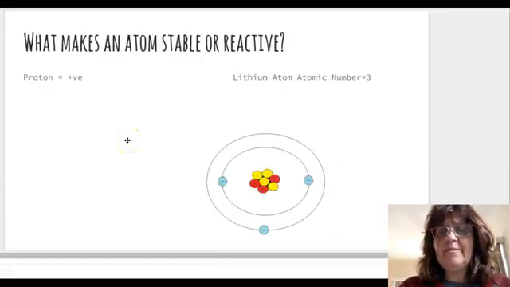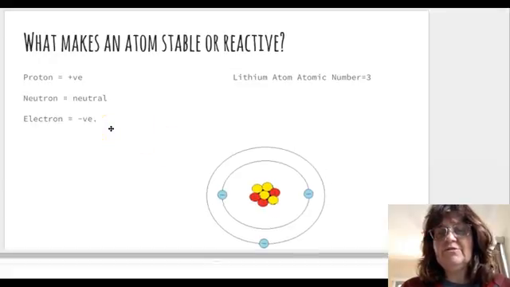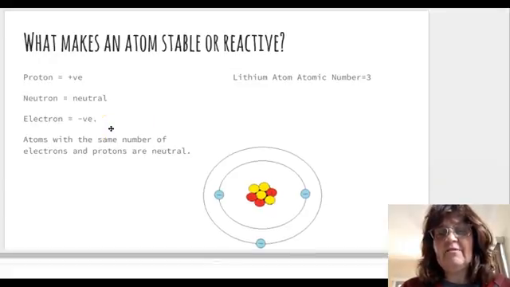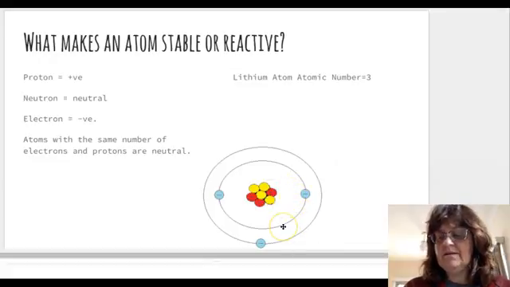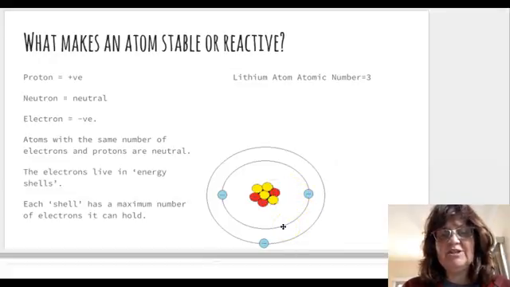Okay, so what makes them stable or reactive? How do we know which ones are going to react with something quickly or some that aren't? Keeping on with our lithium atom, we can see that the protons are positive, neutrons are neutral, and electrons are negative. Atoms with the same number of electrons and protons are neutral, and that makes sense because each pair, like a plus and a minus, balance each other out. So overall, we do not have a charge.